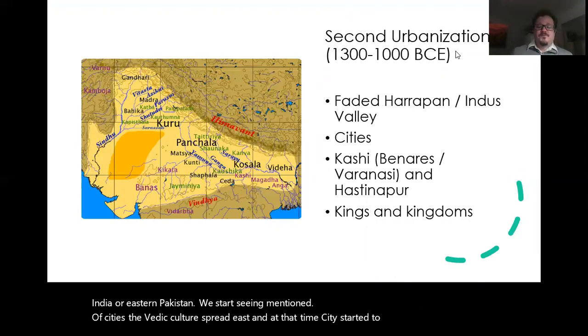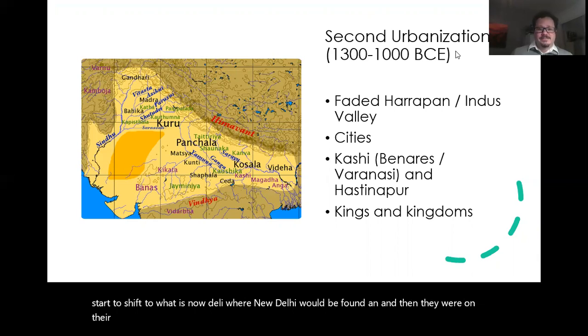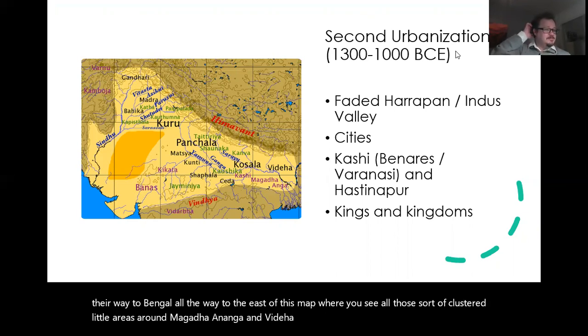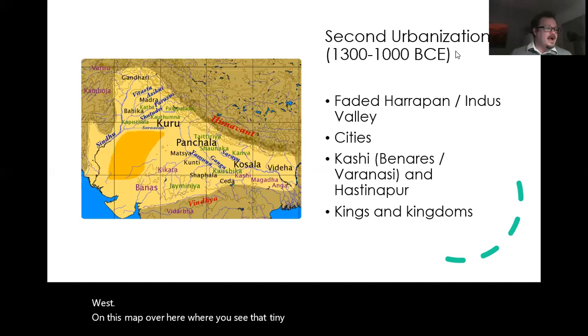So we see them first start to shift to what is now Delhi, where New Delhi would be found. And then they were on their way to Bengal, all the way to the east of this map, where you see all those clustered little areas around Magadha and Anga and Videha. That's where they ended up. And at the same time, some of them headed all the way back west to what is now Gujarat, which is to the far west on this map over here, where you see that tiny little sub-peninsula come out.